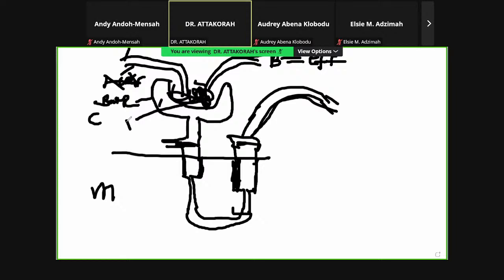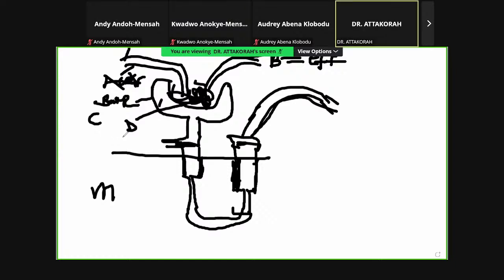Part D is called what? The capillaries within the Bowman's capsule are called what? The glomerulus. So we have the glomerulus here. So this side is called what? So this side is called the proximal convoluted tubule.